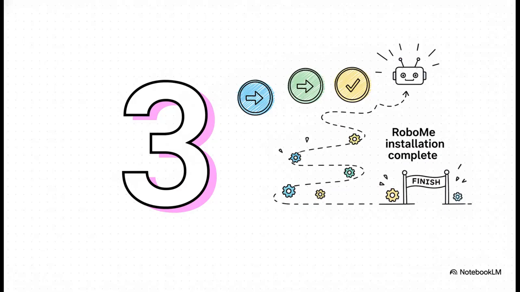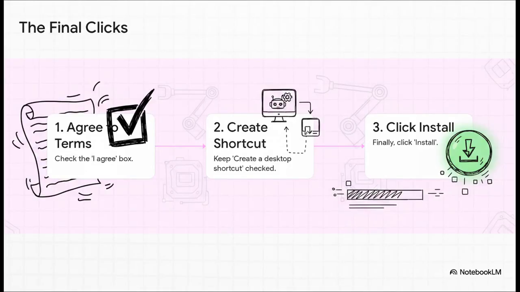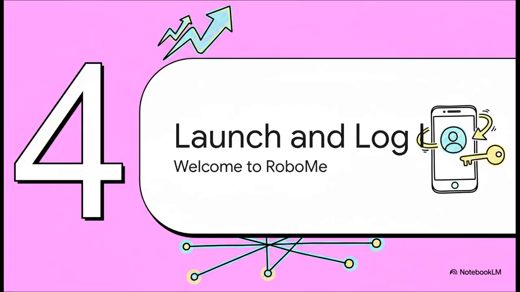All right, we are so close. We're on the final stretch of the installation now, and believe it or not, you are literally just 3 clicks away from being completely finished. And here they are, the final 3 clicks. First, you've got to check the I agree box for the terms. Next, and this is a pro tip, make sure you leave the Create a Desktop Shortcut box checked. It'll make your life way easier later. And then, just hit that big Install button. That's it. Your computer takes it from here. And just like that, installation complete.